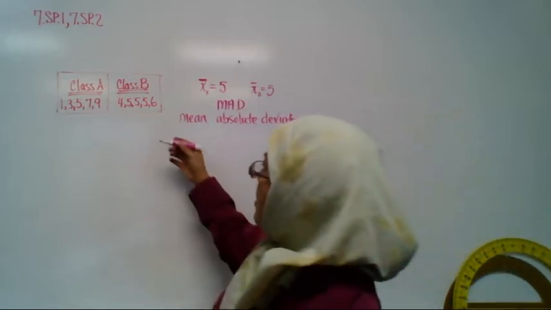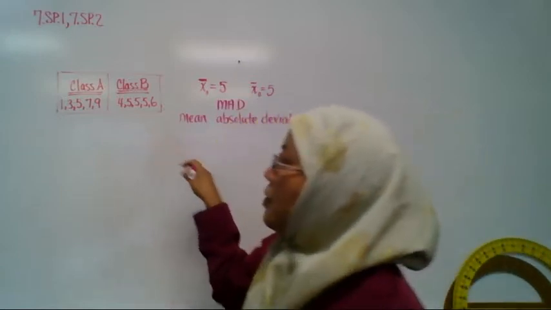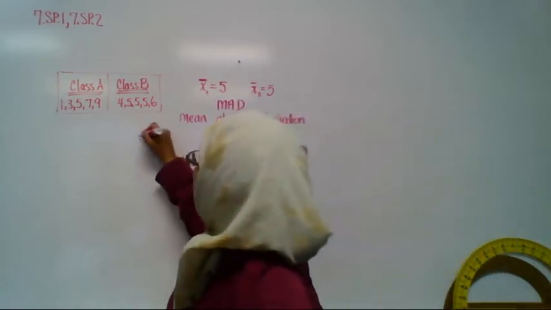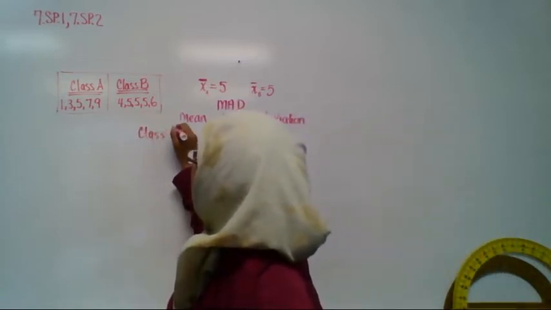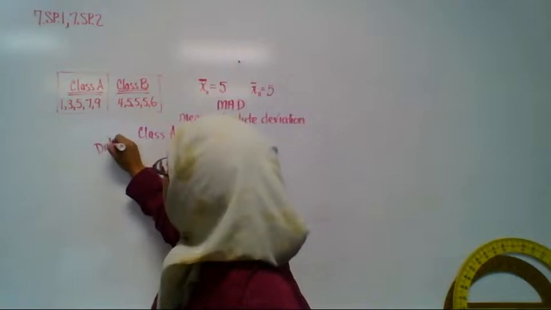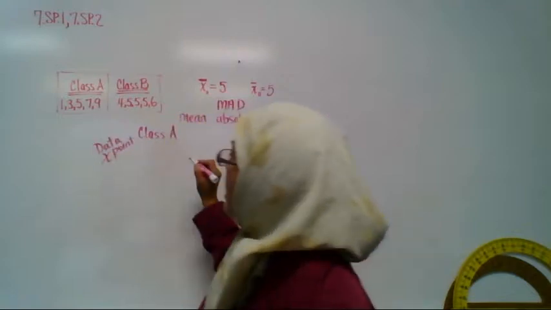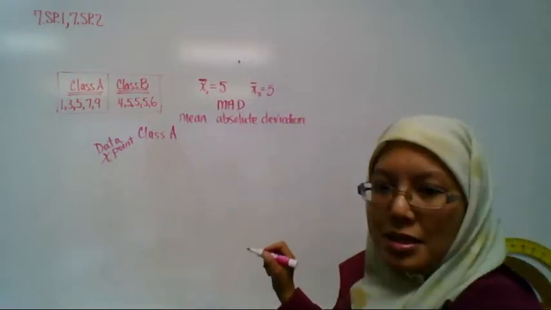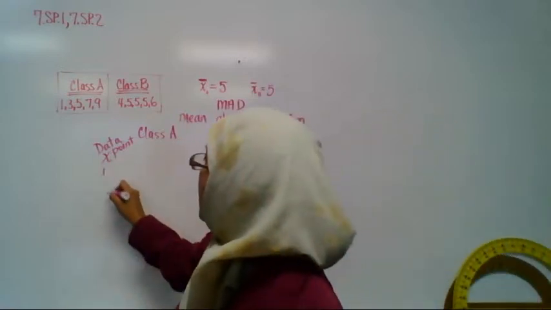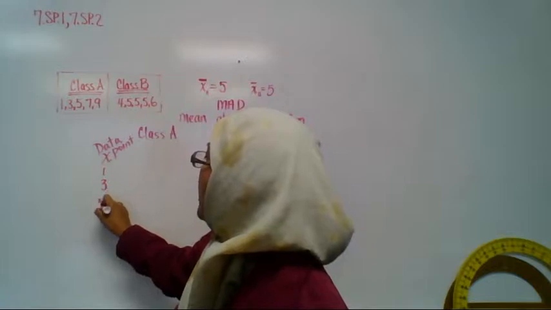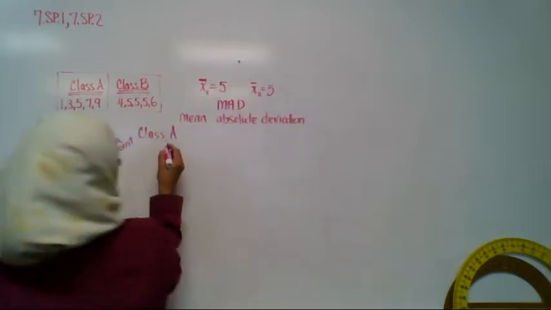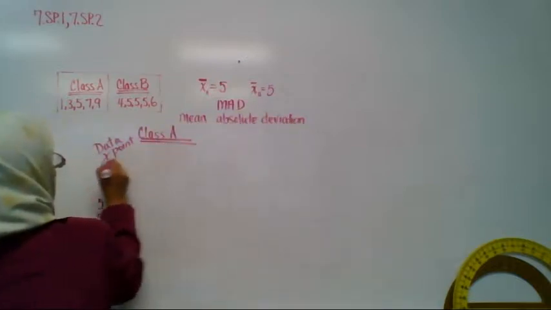So to do this, I like to make a chart. And you have to put your data points. So for class A, my data points are my x values. All right, so what's my data points? I have 1, 3, 5, 7, 9. Okay, class A.